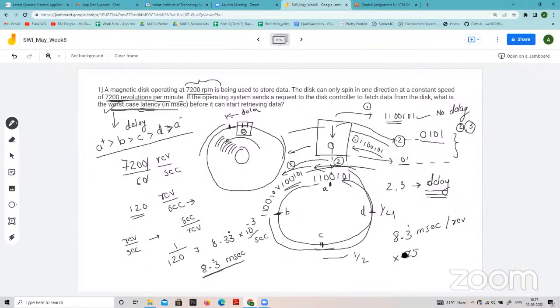Any doubts here? So we ignore a 2 and 3 case.